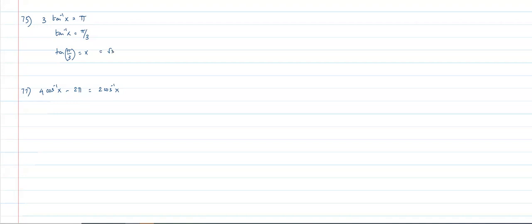So in the next problem, I'm going to isolate it so that all the cosine inverse of x is on the left-hand side. So what I have here is 4 cosine inverse of x minus 2 cosine inverse of x is 2 pi. So combine the like terms. So I get this. Divide by 2, I get this. So cosine of pi is x. So that means x is negative 1.